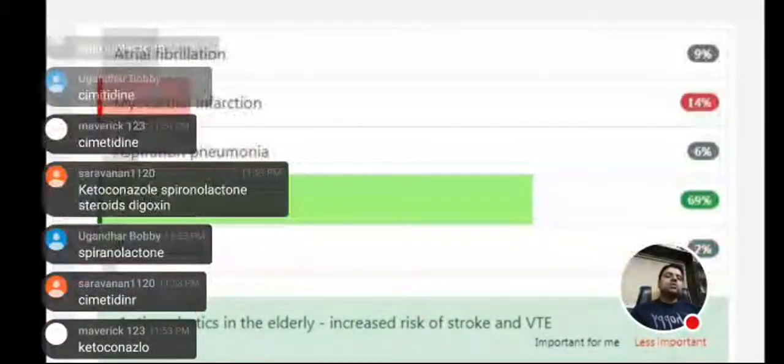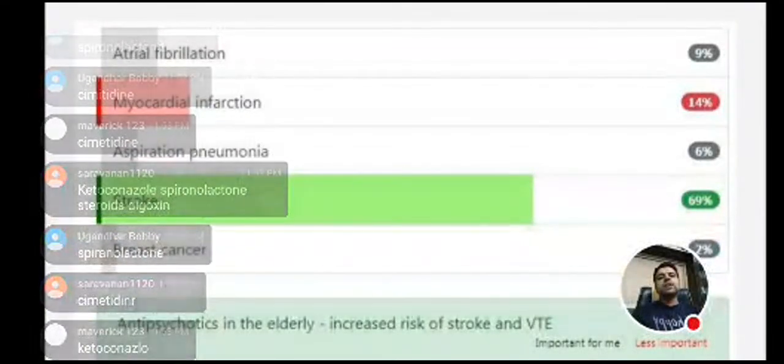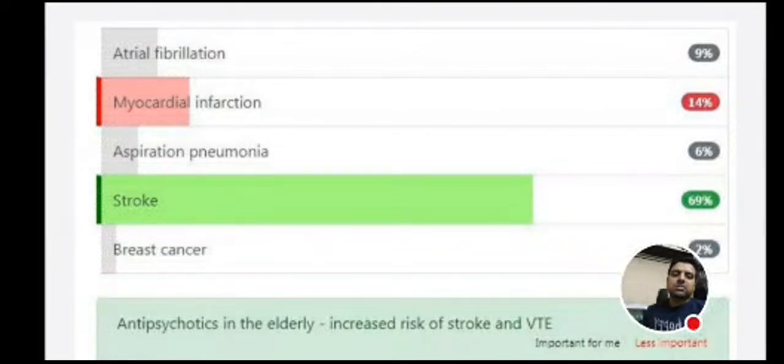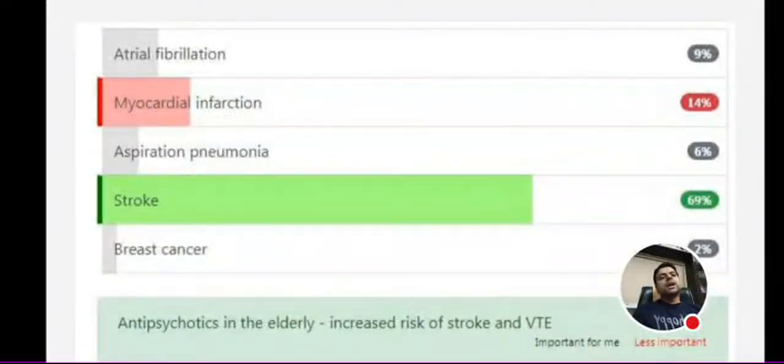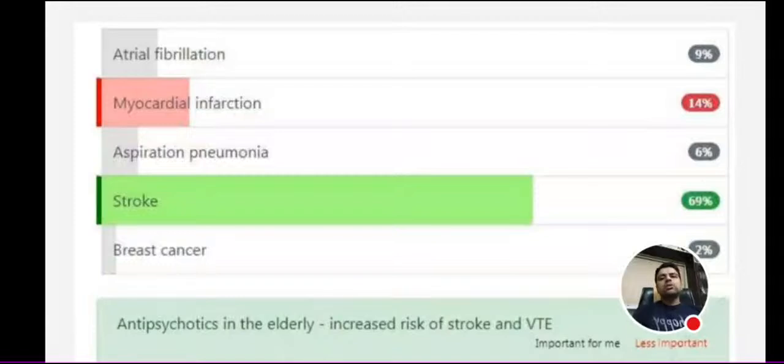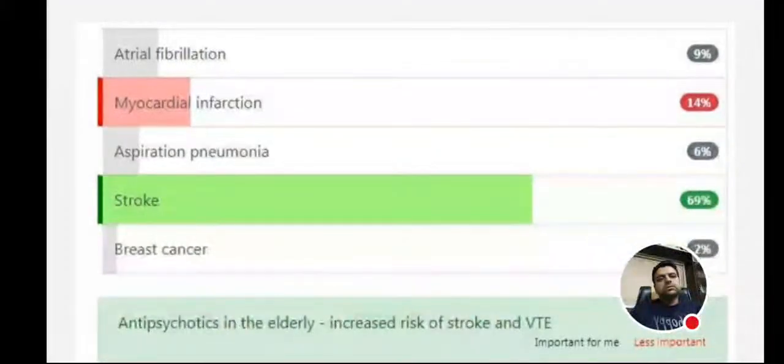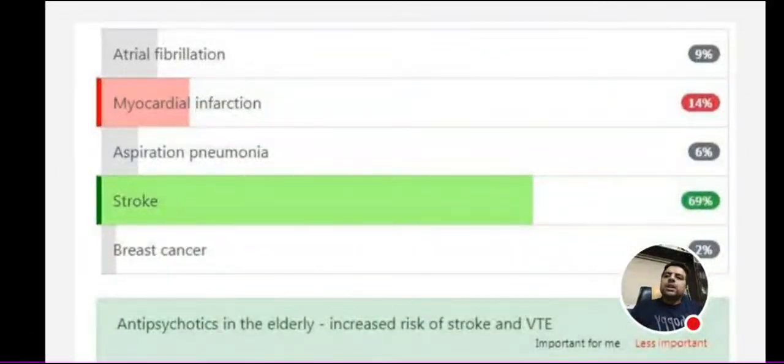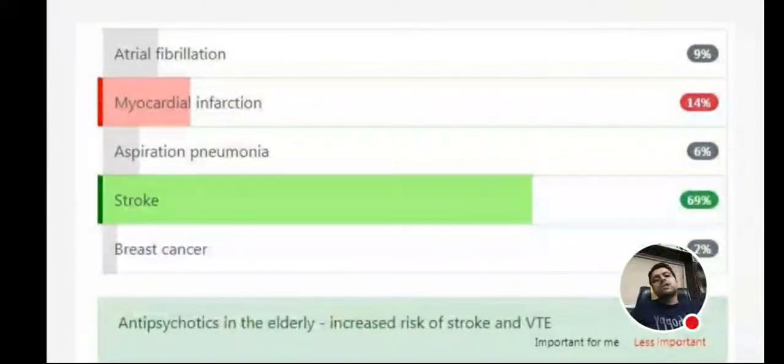You have to remember DISCO. D for digoxin, I for isoniazid, S for spironolactone, C for cimetidine, O for estrogen, and anabolic steroids cause it. Okay, so DISCO causes gynecomastia. The drugs which cause SLE, systemic lupus erythematosus, are which drugs? Name the drugs which cause SLE.